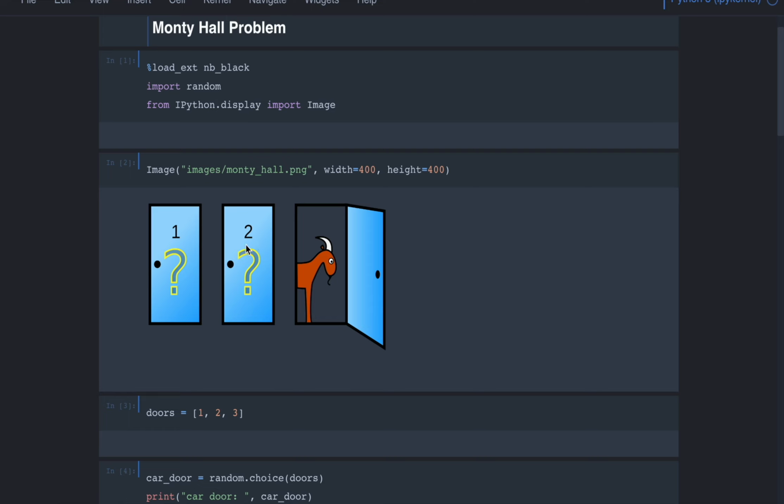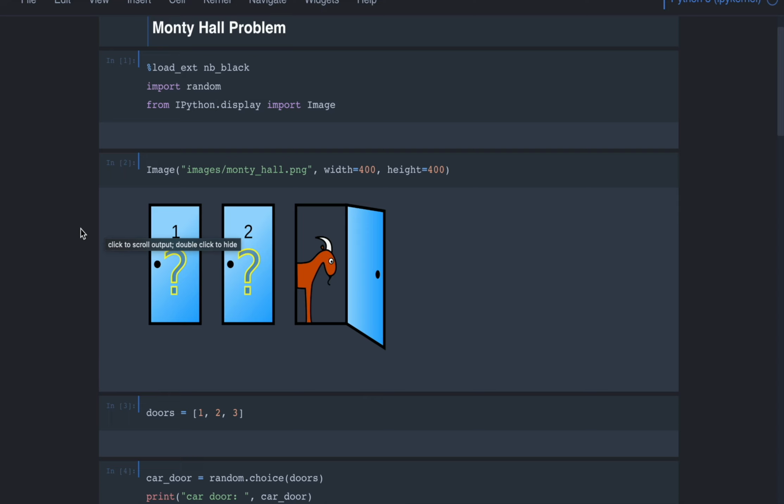Since you picked door number 2, which has a goat, the host will have only 2 options to choose from, right? 1 or 3. Because he already knew that behind 1 there is a car, he opens door number 3 to disclose there is a goat behind, right? Then he will ask you, hey, do you want to stick with your initial selection, number 2, or do you want to switch to door number 1, right?